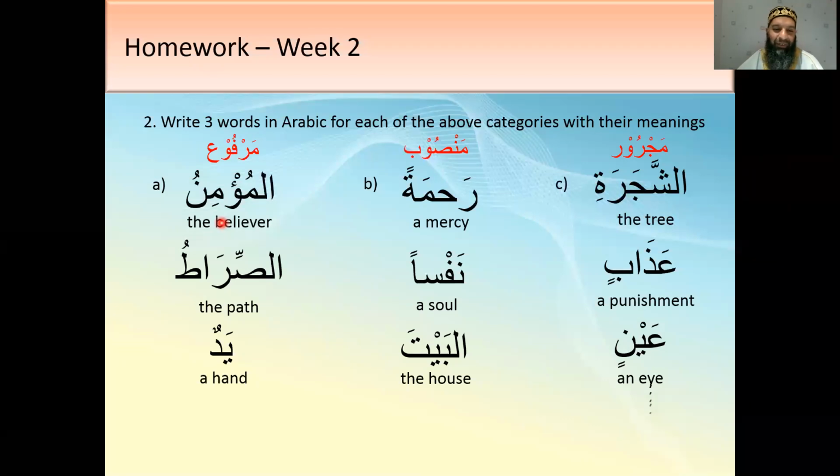Okay, no problem. Right, next one, as-siratu. Again, it's marfu, it ends in the dhamma, that gives it away. And yadun is marfu, why? Because it ends in a double dhamma. Any word in its single dhamma ending or double dhamma ending, single pesh or two pesh ending, it is described as a marfu word. All you need to be able to do is identify it and say, that's the marfu word, this one's the marfu word, this one's not marfu, this one's marfu.